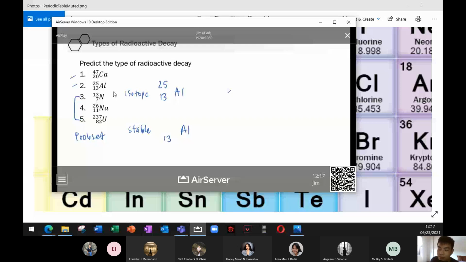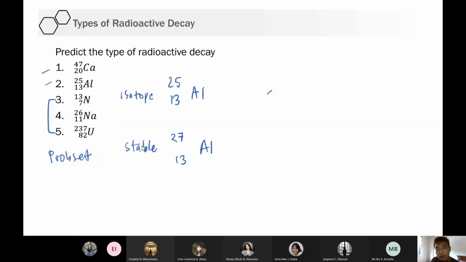So ganun gagawin ha. Para malaman yung stable, anong gagawin? I-round off. Okay. So yun, kunin mo yung neutron to proton ratio. Okay. So ito 13 sa baba. 27, 13, bali 14 to 12. Okay. So 14 over 13, 1.08.